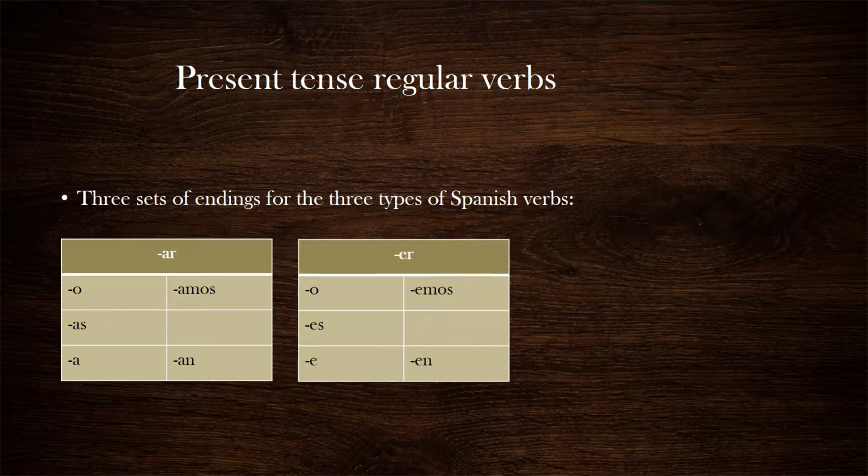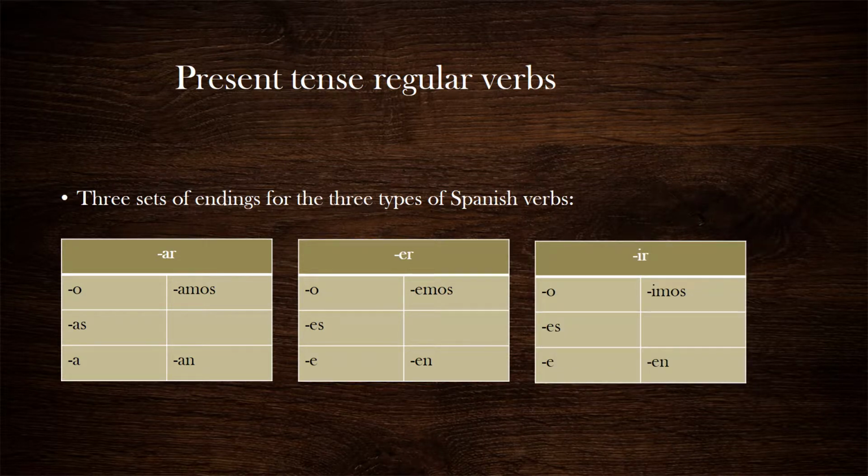If they end in ER, you take off the ER at the end of the infinitive, and you add one of these endings. O, es, e, emos, en. Repeat them after me. If they end in IR, you take off the IR at the end of the infinitive, and you add one of these endings. O, es, e, imos, en. Repeat them after me. That's right, it's different from ER in the nosotros form.